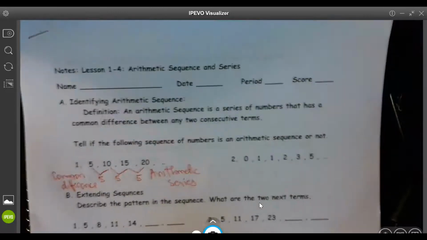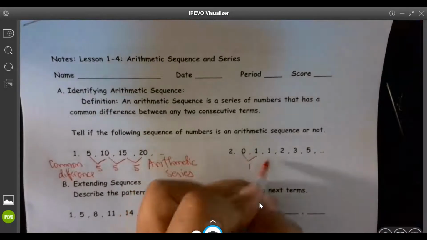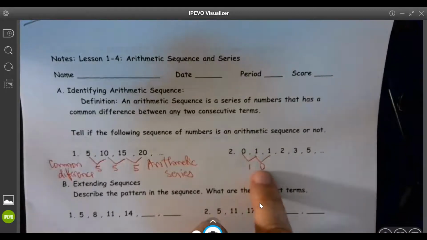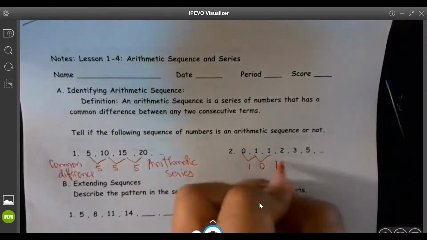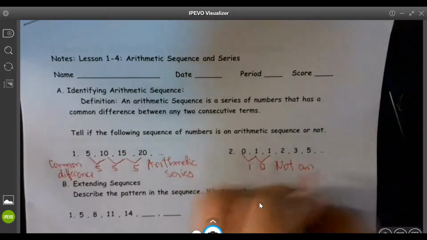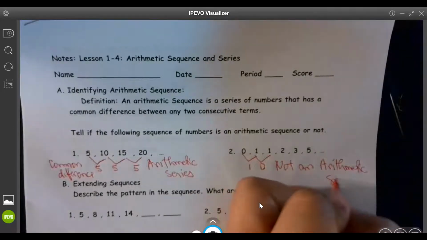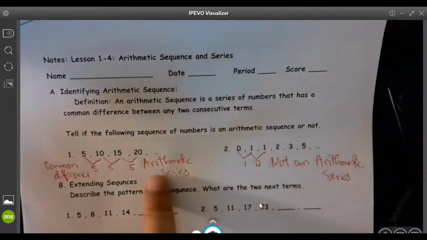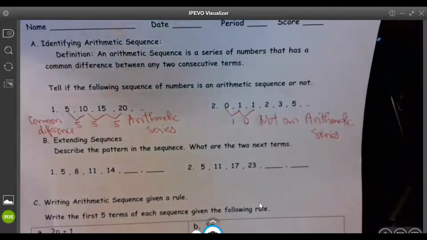Now let's look at number 2. It says 1 minus 0 is 1. 1 minus 1 is 0. From this alone, the differences are not the same, and so this one is not an arithmetic sequence. It's only an arithmetic sequence if the difference between any two terms is common or the same. Letter B. Let's try to extend some sequences.